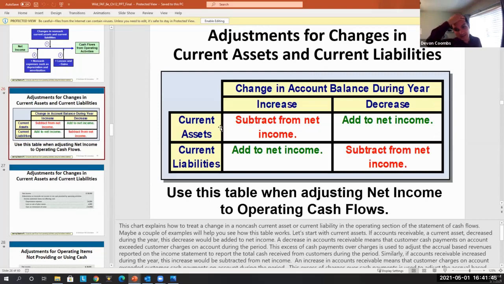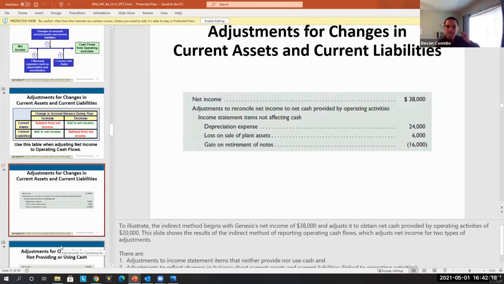An increase in current assets, we subtract from net income, and an increase in current liabilities, we add to net income. While for a decrease, the current assets are inverse of what you'd think, and the current liabilities are correlated. This makes sense, right? If our liabilities go up, it means that we borrowed money probably. So we have more cash. That's the logic behind it, even if it seems counterintuitive. If our assets go up, we probably spent money on it. Income goes down, or the cash flow goes down.